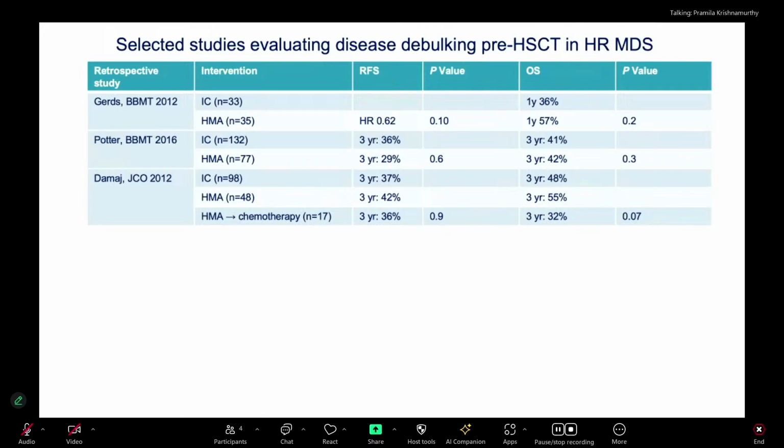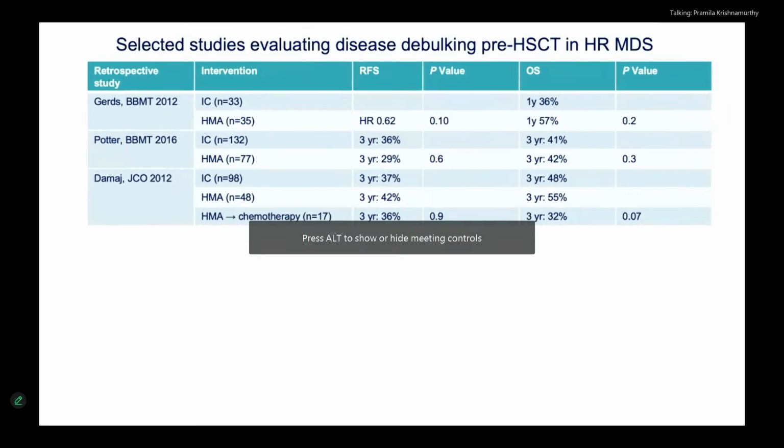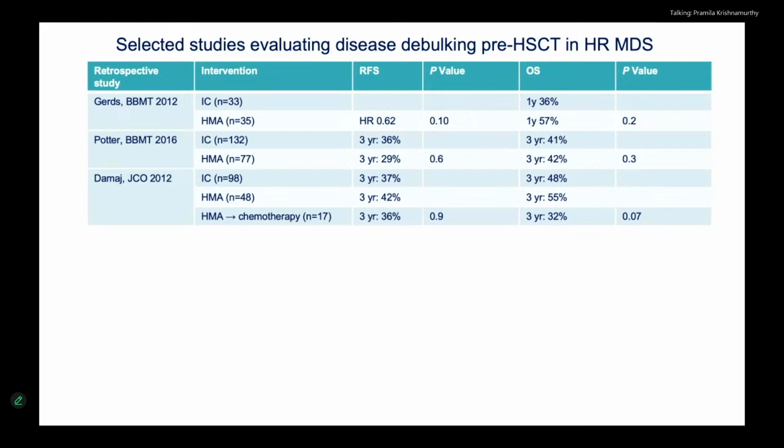So what studies are there that have looked at debulking pre-transplant in high-risk MDS? So these are a few of the retrospective, mainly registry studies, a few single center, which have looked at the impact of the pre-transplant intervention, usually either intensive chemotherapy or HMA, on the relapse-free survival and overall survival.